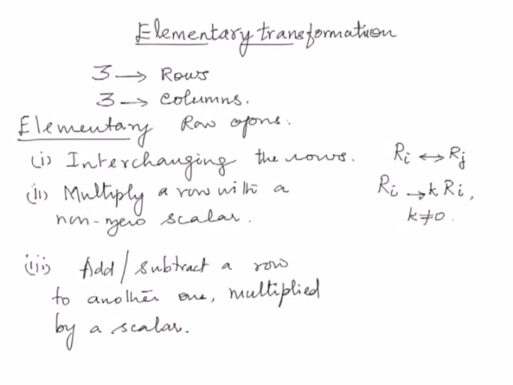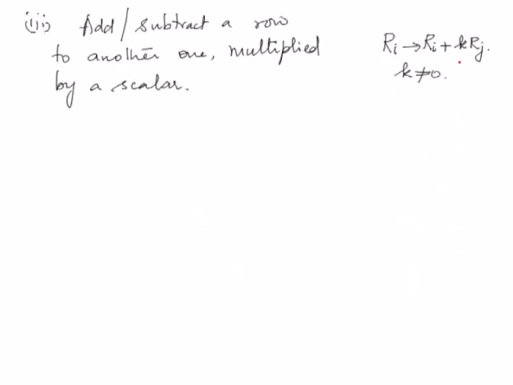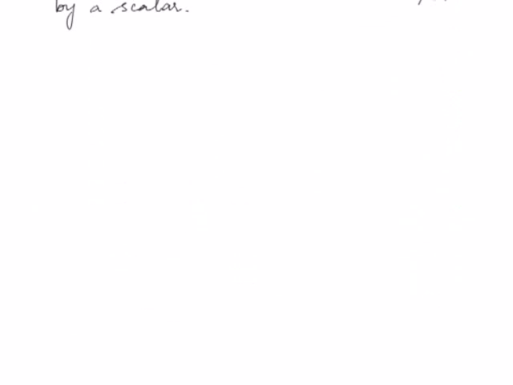So, what will be the symbolic representation for that? Ri goes to Ri plus kRj. Again, k not equal to 0. So, these are the 3 elementary row operations. Now, these 3 can be extended to the columns also with the liberty of having the concept of transpose. So, we will arrive at 6 elementary operations.